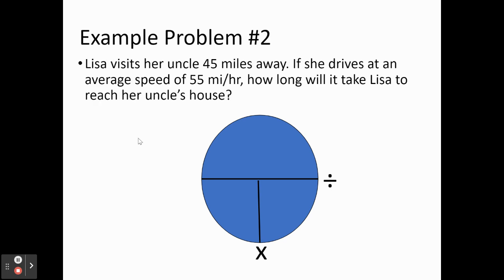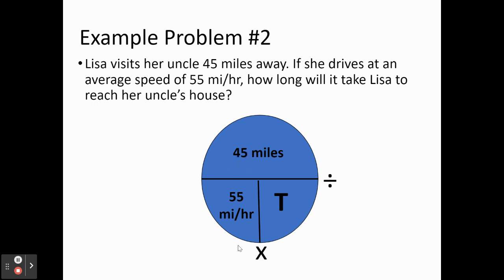So another one. Lisa visits her uncle 45 miles away if she drives an average speed of 55 miles per hour. So we're given two things here. We're given our distance and we're given our speed. How long will it take Lisa to reach her uncle's house? We need to find time. So we have our miles, our distance, and our speed, miles per every hour.